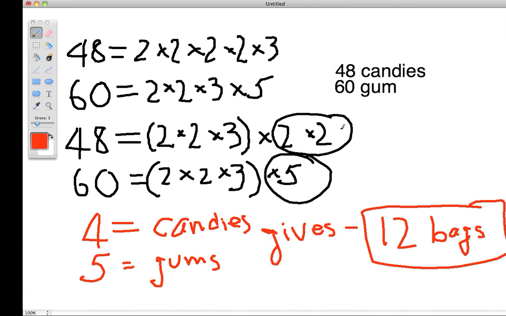So notice here that when we go through this process and we factor out these numbers, the number of bags is the product of all of the factors that the two numbers have in common. That's 2 times 2 times 3. And then the number of pieces in each bag is given by the remaining numbers right in here. In this case, it's 2 times 2 for candy, and in this case, it's 5 for gum.